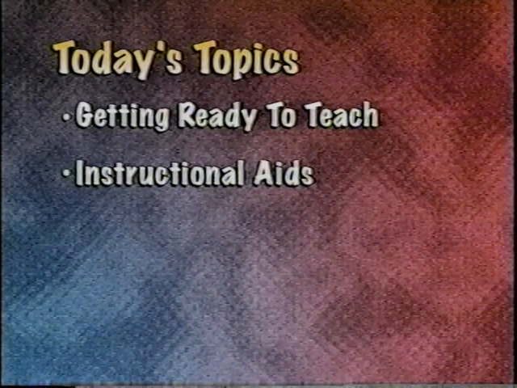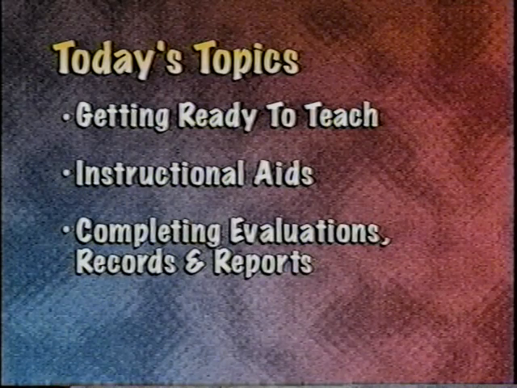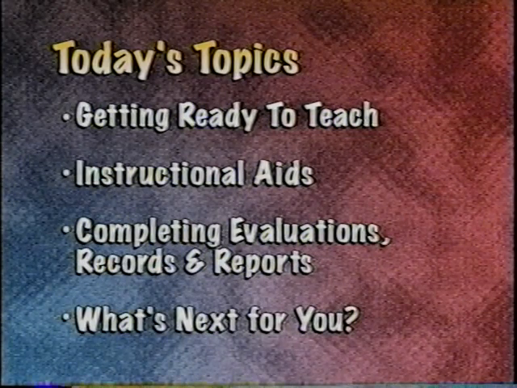Instructional aids. A review of common instructional equipment such as newsprints and overheads. Completing evaluations, records, and reports. This covers what you need to do following the course. And then what's next for you? How do you get credit for this course? What are the next steps from here?